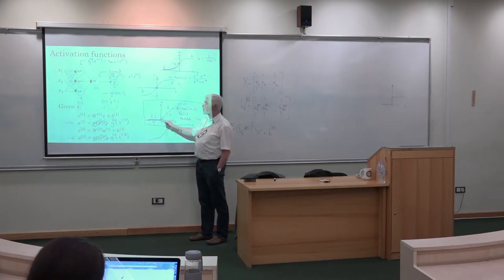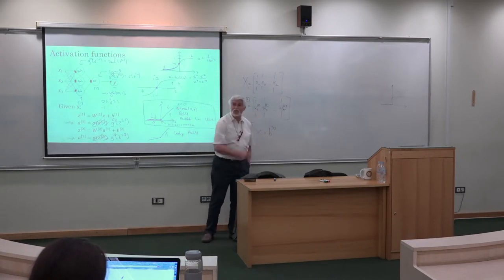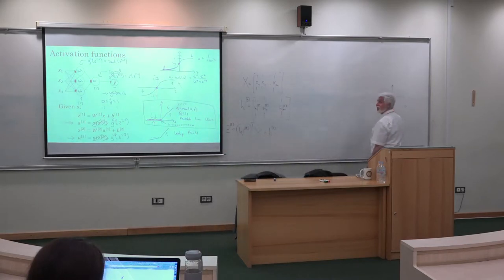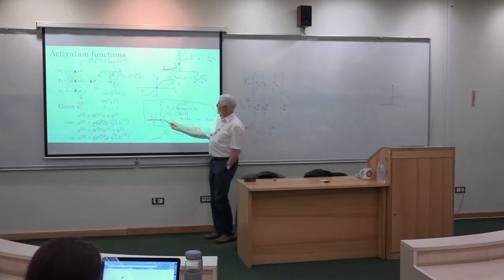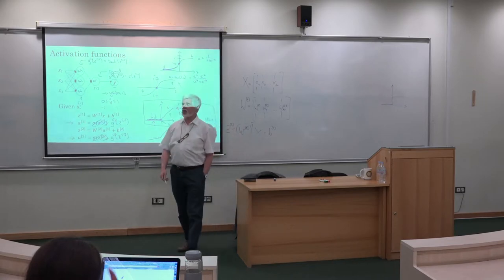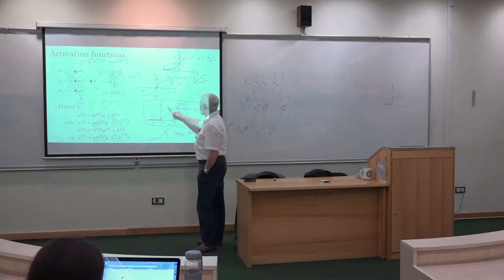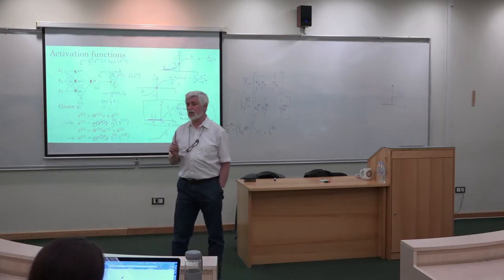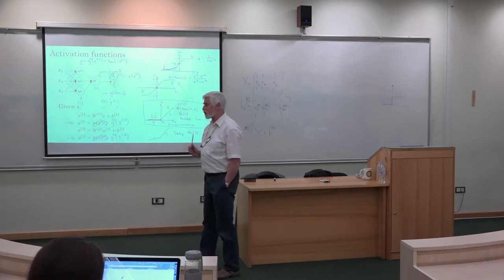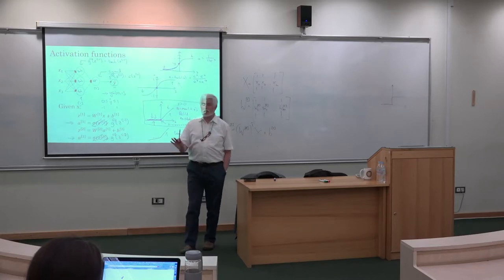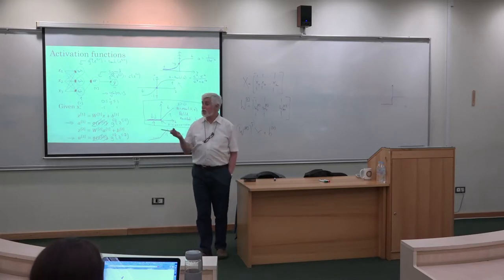What is the derivative of this function? It is the unit step function, because the slope here is 1, and the slope here is 0. So for this ReLU function, and we will need the derivative of the activation function in our calculations, we get as the derivative just the unit step function. So this is really easy.